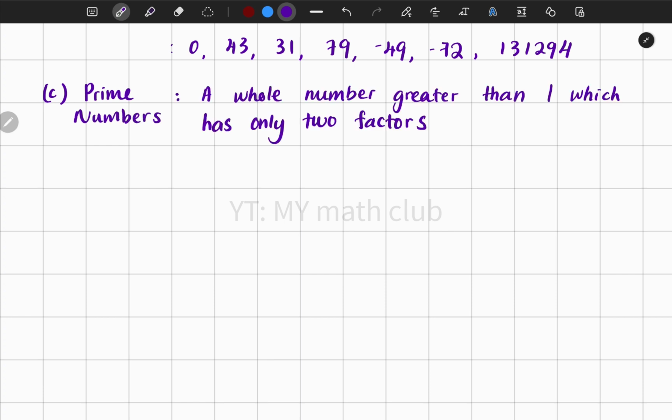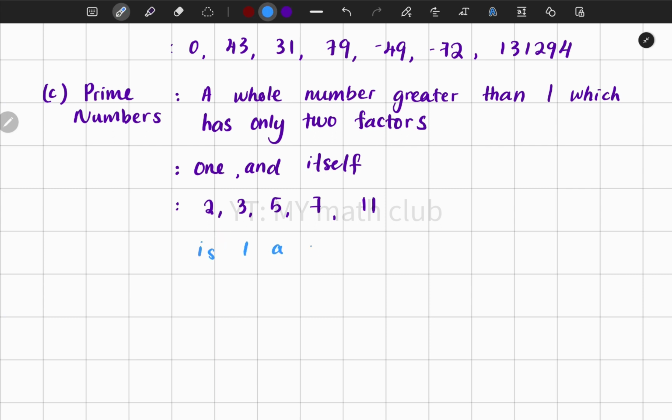Prime numbers are whole numbers greater than 1 which have only 2 factors. So it can be completely divided by 1 or itself. Some examples are 2, 3, 5, 7, and 11.